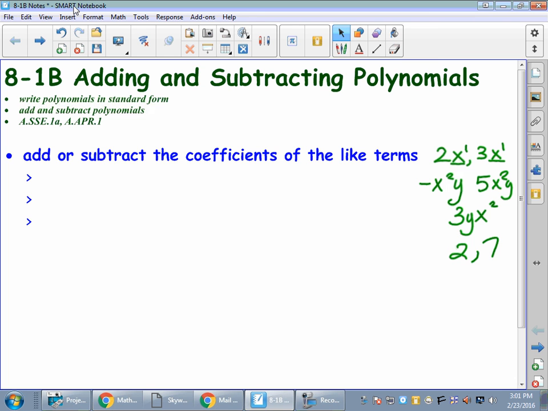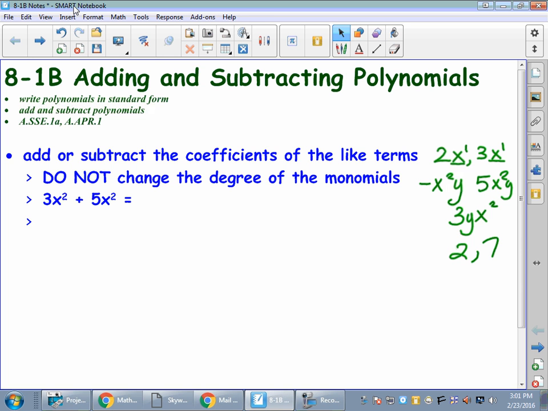When you do this, you do not change the degree of the monomials. You're simply telling me a total. You're telling me how many of those x's you have. How many total x squared y's do you have? If you look at this quickly, from before, this should be old information. If you have 3x squareds and you're adding 5 more x squareds, you should have a total of 8 x squareds. It didn't change into an x to the 4th. I am just telling you how many x squareds I have total.